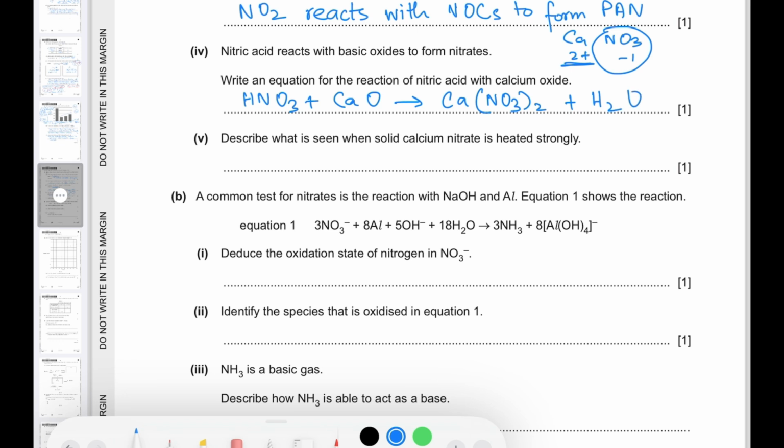You need to balance the number of nitrogen on both sides. You've got 2 here, that means you'll need 2 on the left hand side as well. And by this method, all other atoms are balanced as well. Describe what's seen when solid calcium nitrate is heated strongly. When it's heated strongly, calcium nitrate undergoes thermal decomposition, which results in the production of nitrogen dioxide gas, and that causes the appearance of brown fumes.